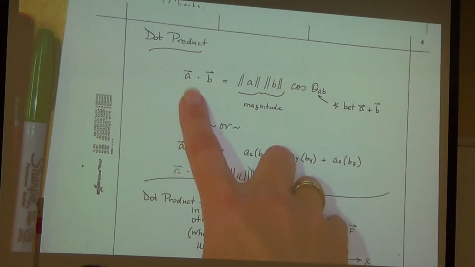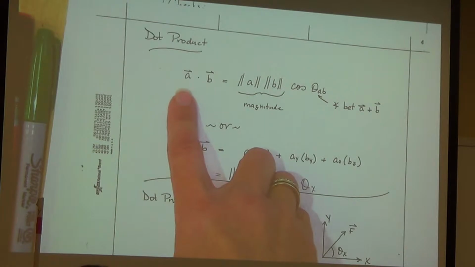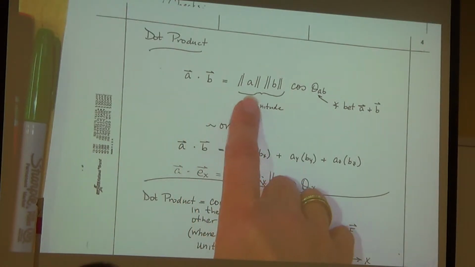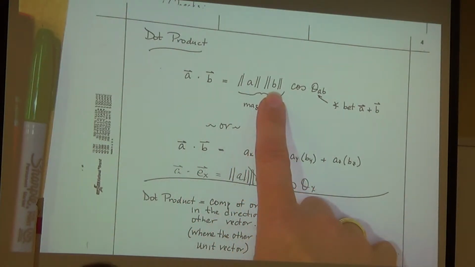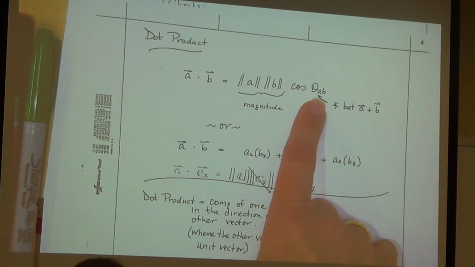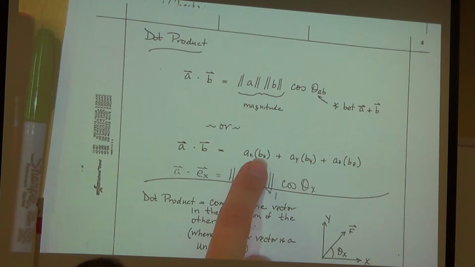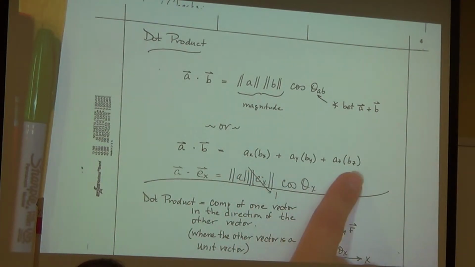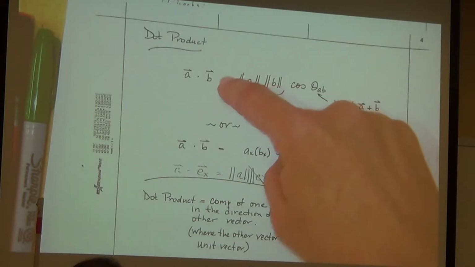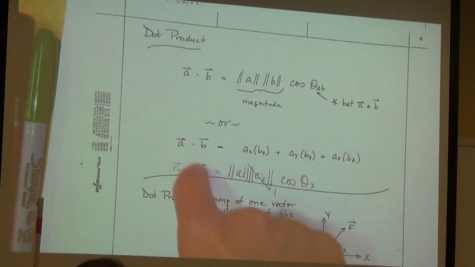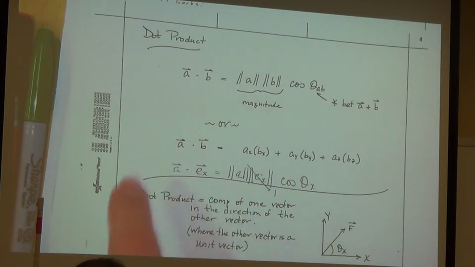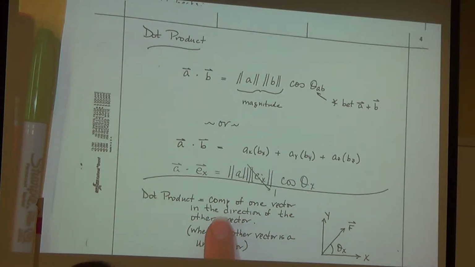There are two different ways to find the dot product. If I'm dotting vector A with B, I can take the magnitude of A times the magnitude of B and the cosine of the angle between A and B. Or I can multiply the x's, ax and bx, add the y's, add the z's. In the end, is a dot product a vector or a scalar answer? Scalar. So you get one value.